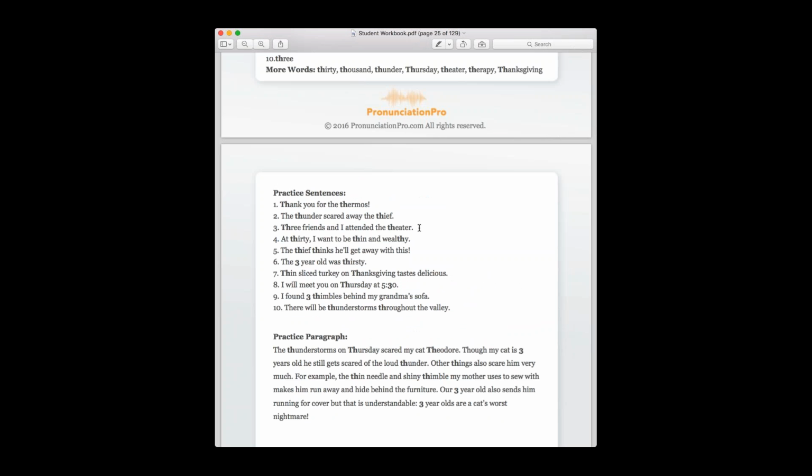Okay, so that voiceless sound, you're going to want to go through these and really practice. The theater, the theater. Just make sure with the voiceless sound, there's a little bit of airflow that comes out. Theater, theater. All right, good. Thank you.